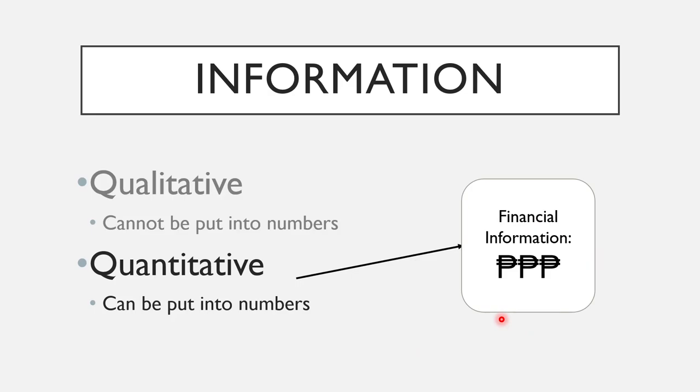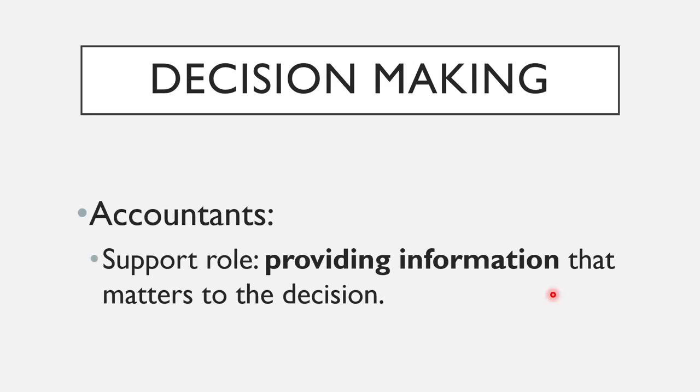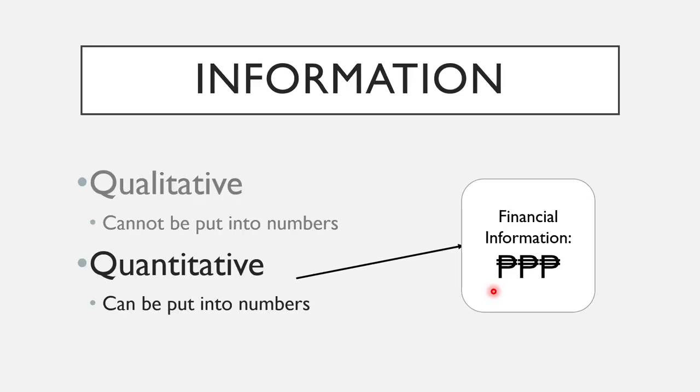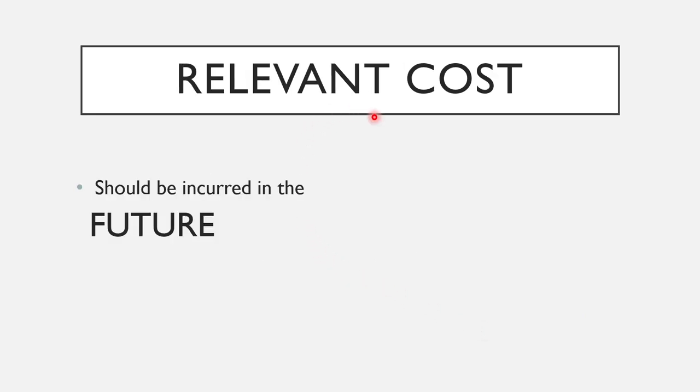Whenever I talk about costs in this discussion, what I mean is financial information in general, but I'll just use the word cost. So again, the role of the management accountant is merely support in decision making. Provide info that matters to the decision. And what is this information that matters to the decision? We call it relevant information. So I'm going to introduce the concept of relevant costs. The costs that matter to the decision, we call the relevant costs.